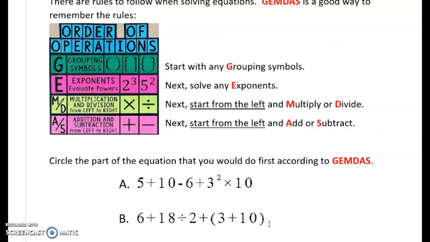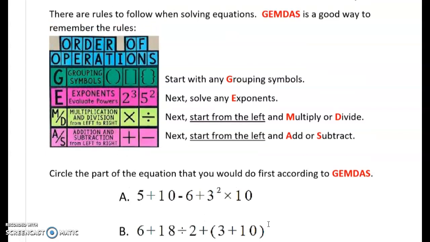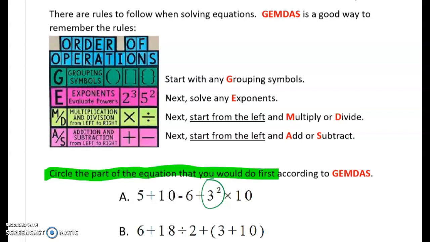Okay. So A says 5 plus 10 minus 6 plus 3 to the second power, or 3 squared, times 10. Are there any grouping symbols? No, there aren't. So I move to the next one. Are there any exponents? Yes, there is. So I'm going to circle that. That's what I would do first. The directions were to circle the part of the equation that you would do first according to GEMDAS, and that's what I'm doing.